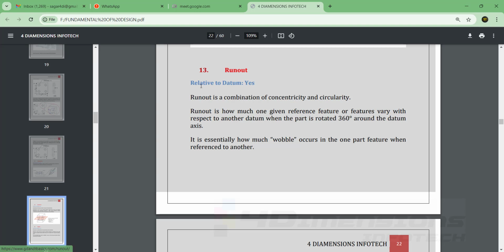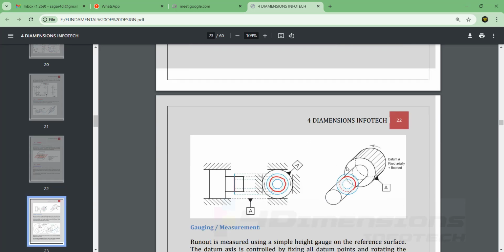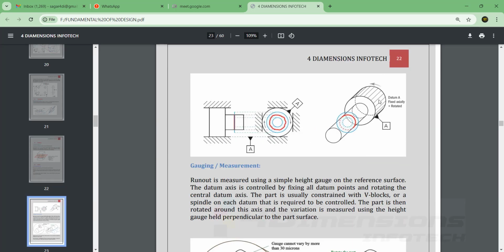Next is runout. Datum is required. Runout is a combination of concentricity and circularity. It is essentially how much wobble occurs in the part or a feature when the reference part is being rotated. So here you can see these two shafts are being kept, and this backside shaft has been rotated, and along with it the front shaft is also being rotated. But if the deviations come while rotating by the backside surface of the shaft, then it is called circular runout. Means the runout is occurring at the cross section of the shaft.